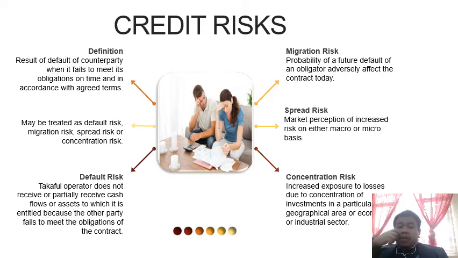And then you can also have a migration risk. So the probability of future default of an obligor adversely affects the contract today, right? And people might even migrate to other companies, right? For example, this Takaful operator always increases the premium every 6 months, every 6 months increases the contribution. People are being fed up, right? So people migrate to other Takaful companies, right?